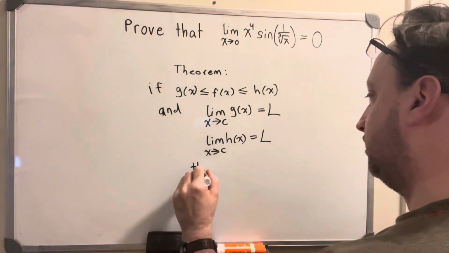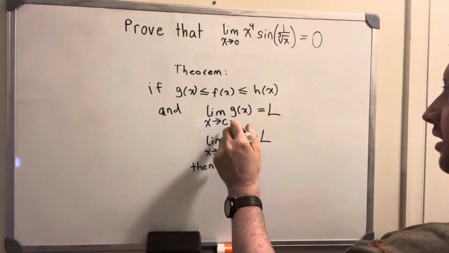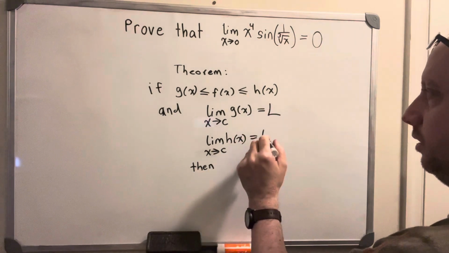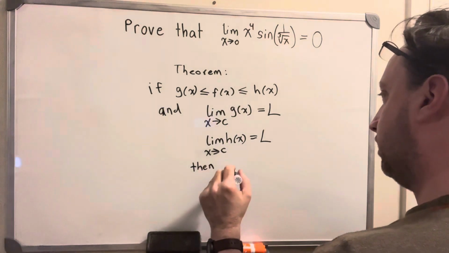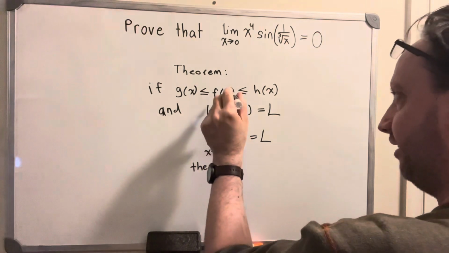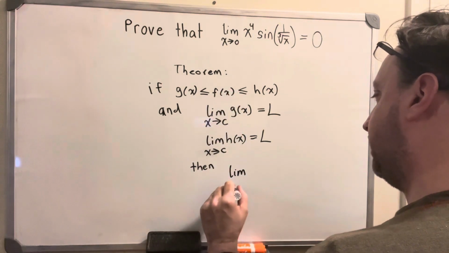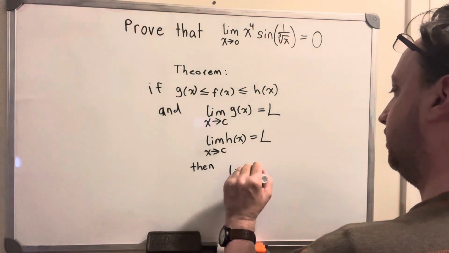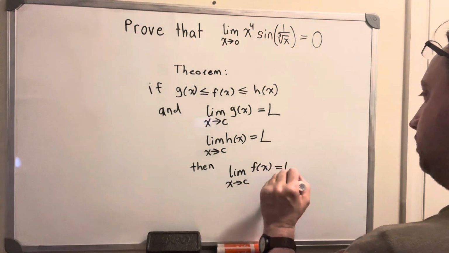Then you can make the conclusion, because this approaches L, and this also approaches L, and this is always between them, then you can conclude without having to figure out exactly, explicitly, the limit as x approaches c of f of x will also be equal to L.